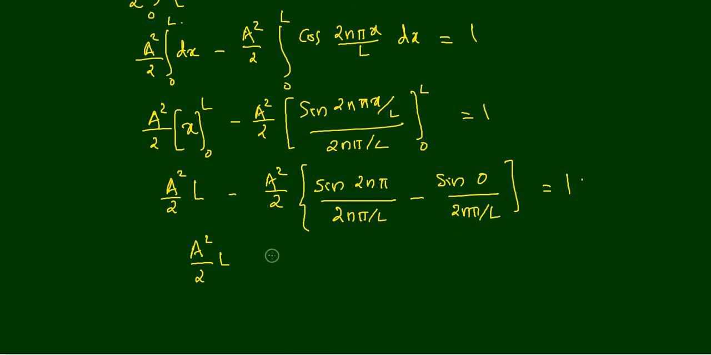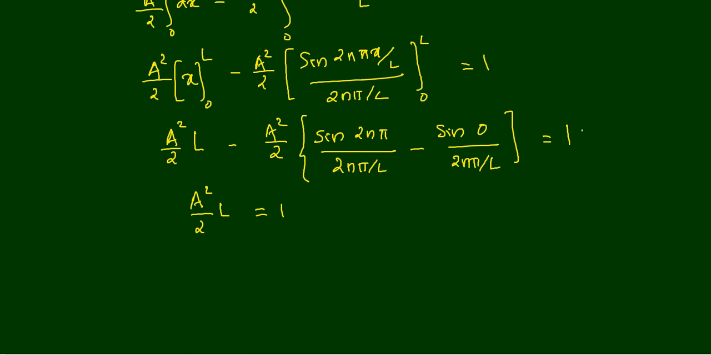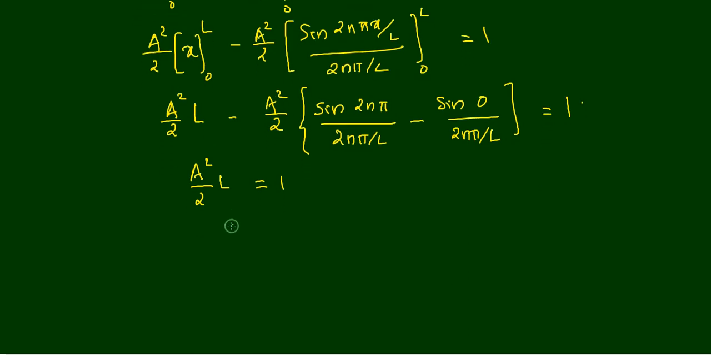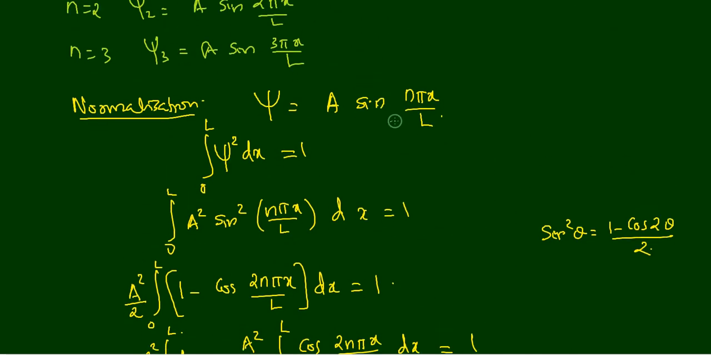Okay, so we can write a square by 2 into L is equal to 1. That's what we can write. From this one, we can write a square is equal to 2 divided by L, or a is equal to root of 2 by L. Okay, so a is equal to root of 2 by L. So now we have the value of a. Now we can substitute the value of a in our expression for psi.